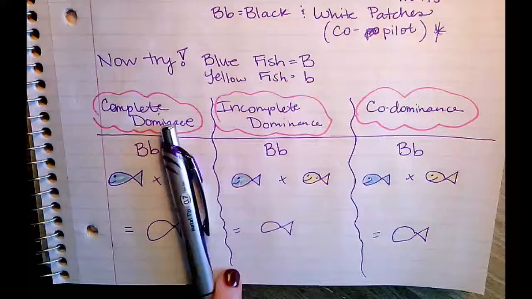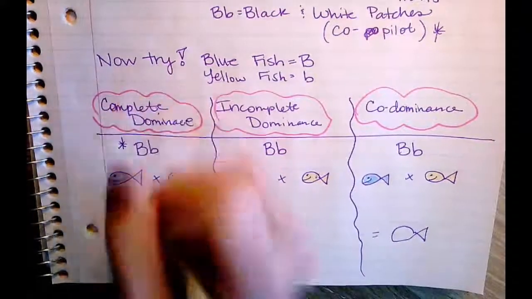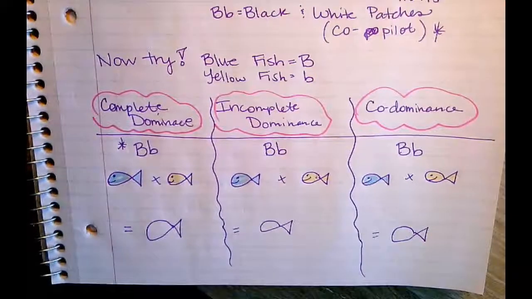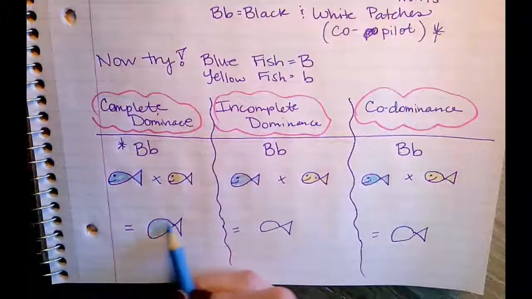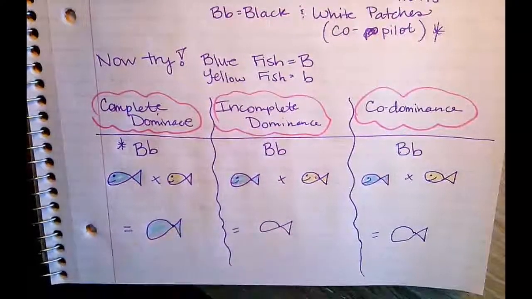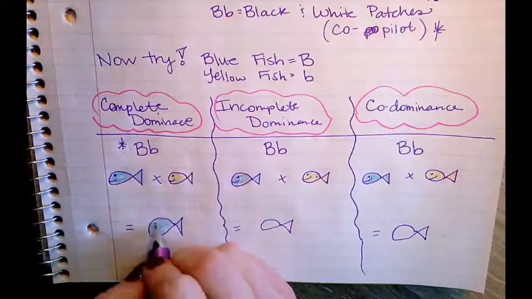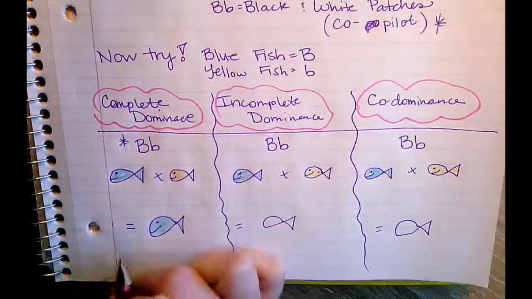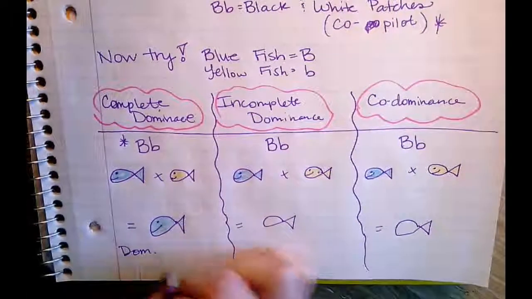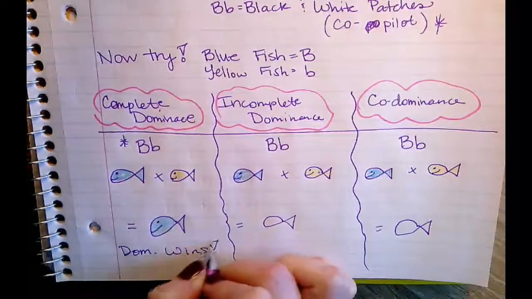So if it's complete dominance, which is kind of like the norm, okay, the dominant is going to overpower, okay? So I would be left with a blue fish. Okay, the blue fish would be overpowered, okay? So we would be left with blue. Okay, this one means that like the dominant side wins.